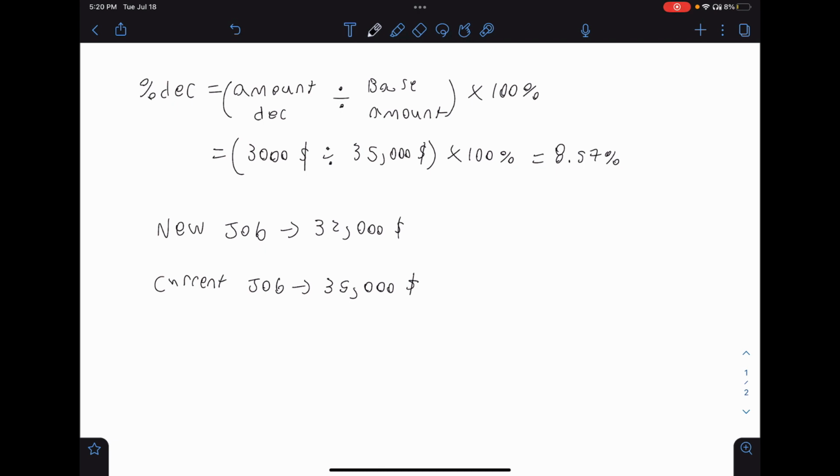Are you willing to take an 8.57% pay cut in order to achieve better working conditions and maybe advance for promotion? Well, I think most people would say yes. If that number was spat out to be 30%, then I think people would say no, right? It's all up to you. But that's just how you calculate a percent decrease.